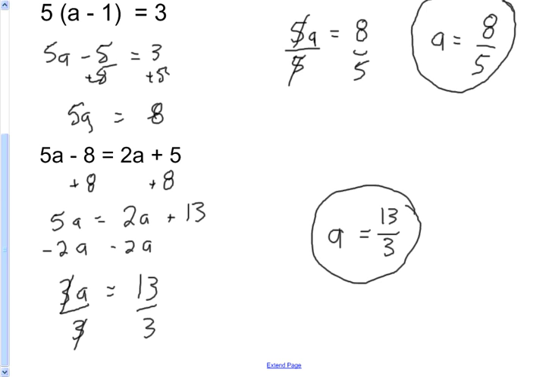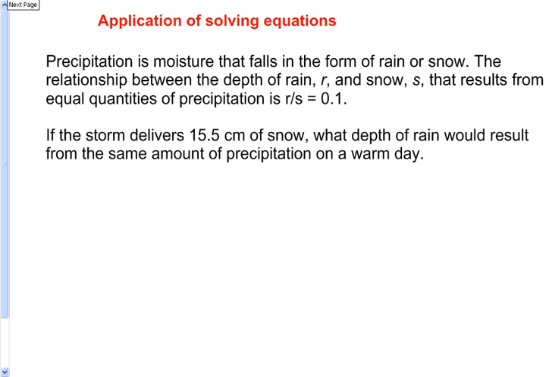Last thing we're going to review is, when do we use all this? So we're going to look at an application. So here's a question for you. And it says, precipitation is moisture that falls in the form of rain or snow. The relationship between the depth of the rain, R, and snow, S, that results from equal quantities of precipitation is R divided by S equals 0.1.